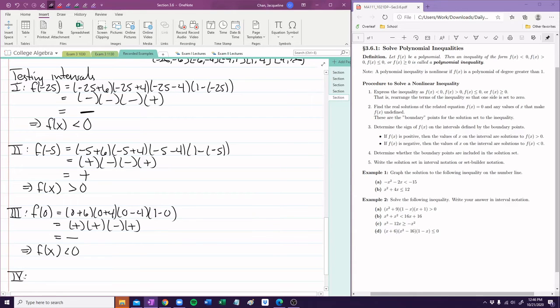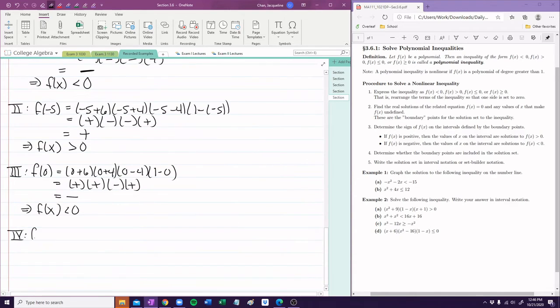Testing my fourth interval, f of 3. This is equal to 3 plus 4, 3 minus 4, 1 minus 4. So this is going to be positive, positive, negative, and a negative. Let me rewrite that. That looks awful. So I'm left with positive. So this tells me that f of x is greater than 0.